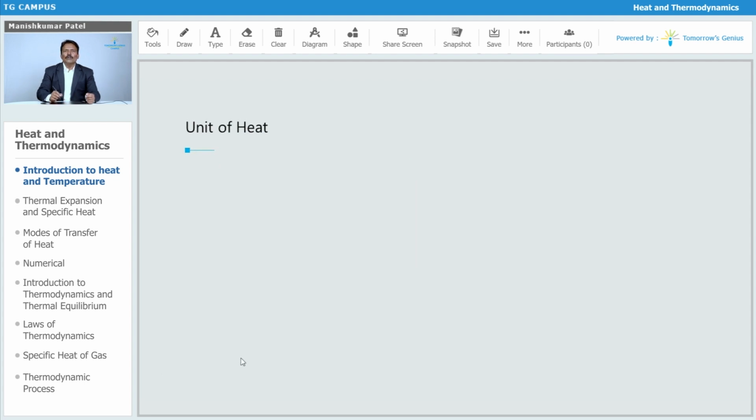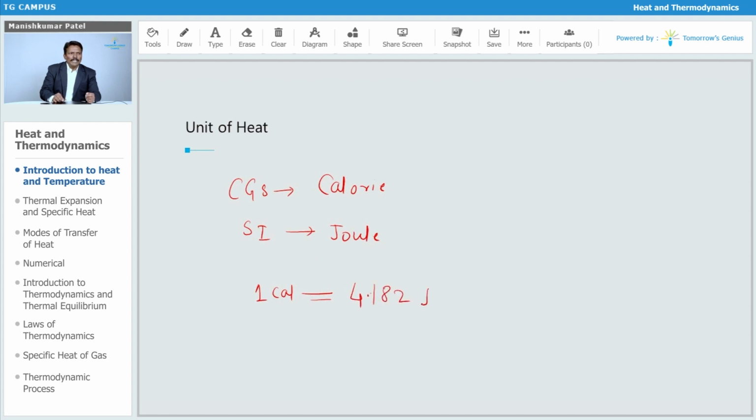Now if we talk about the unit of heat, there are two types of unit. One is the calorie, which is the Celsius-based unit, and the SI unit is the joule. The relation between them is that 1 calorie is equal to 4.182 joule. So approximately we can say that 1 calorie is equal to 4.18 joule.